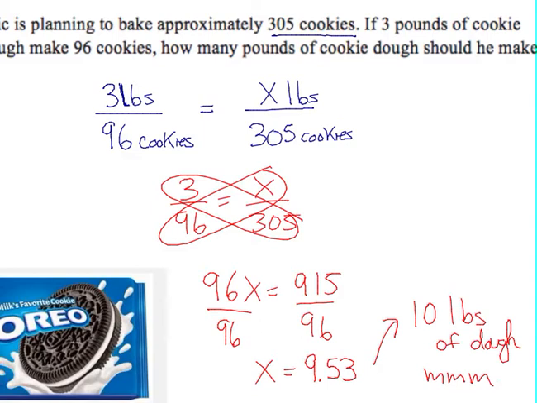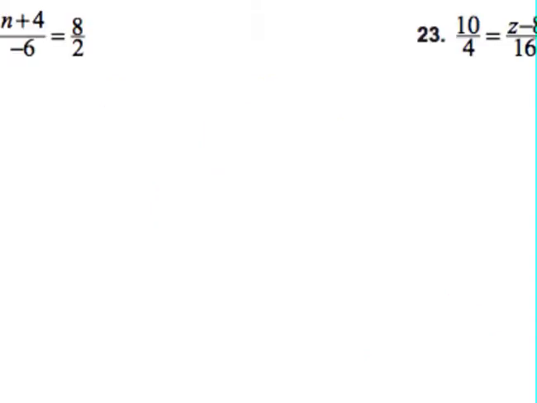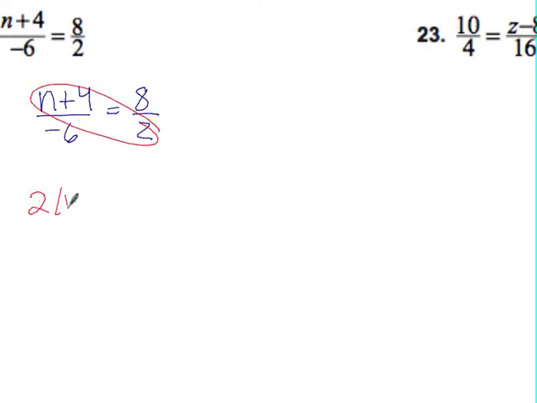All right, moving on. I'm going to take a look at number 22. These problems are just a little bit more challenging, but we know what to do here. Number 22 is n plus 4 over negative 6 equals 8 over 2. We're going to cross multiply. So we have 2 times n plus 4. Make sure we put those in parentheses there. We love that. Equals 8 times negative 6. 8 times negative 6 is negative 48.